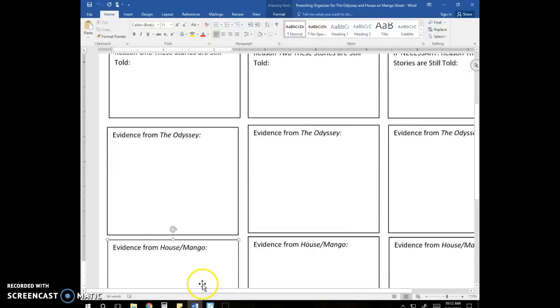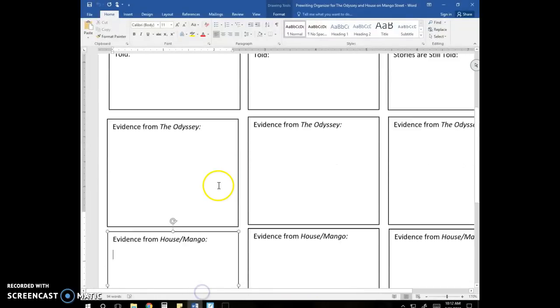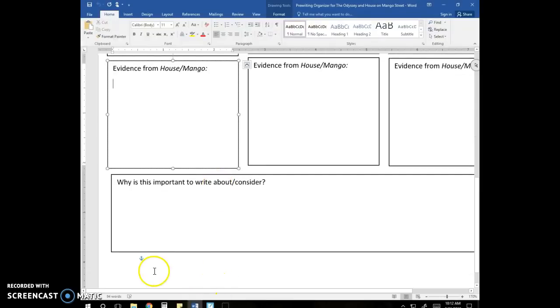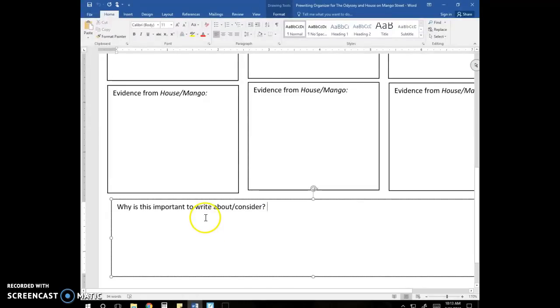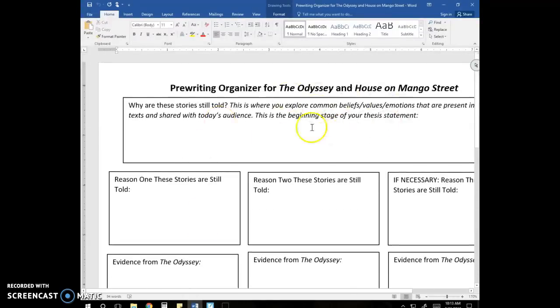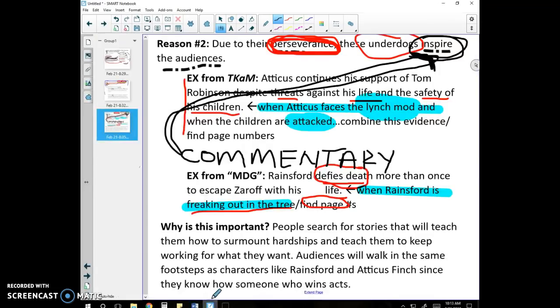Notice how this one has 3. Of course you could potentially have 3, but I only needed 2. I have a feeling that my paper is going to be long enough with just 2. Now this down here asks why is it important to consider? Why is this important to write about? Why does it matter that these are still being read? So what I did is I just jotted down some ideas.